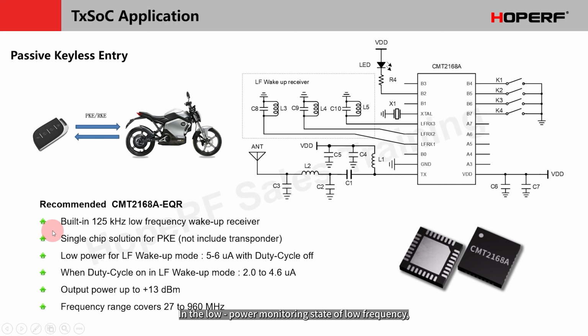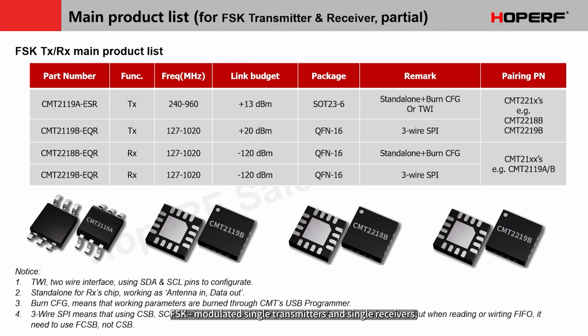In the low-power monitoring state of low frequency, its typical operating current is only 5 µA to 6 µA. When the duty cycle working mode is enabled, the average operating current can be reduced to below 5 µA. The high-frequency operating frequency supports 27 MHz to 960 MHz. The maximum transmit power supports up to plus 13 dBm. It is very suitable. So far, we have completed the introduction of our single transmit SoC product series. Next, we will introduce FSK modulated single transmitters and single receivers.